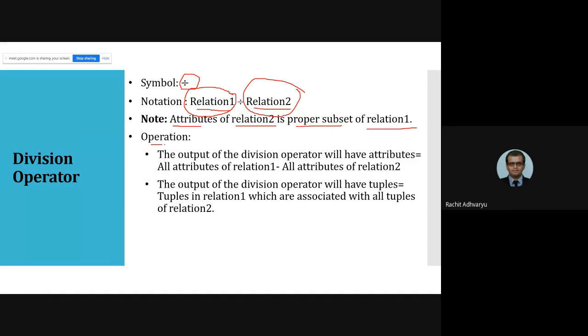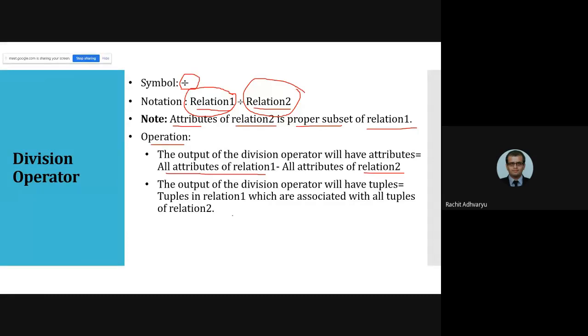So now how does this operation work? The output of the division operator will have attributes equal to all attributes of relation 1 minus all attributes of relation 2. So remember this rule: all the attributes of relation 1, that is table 1, all the columns, minus all the columns of table 2. So we are going to subtract something. How that subtraction will go, we'll see in the example in a few minutes, right? So just remember this rule: the output attributes will be table 1 attributes minus table 2 attributes.